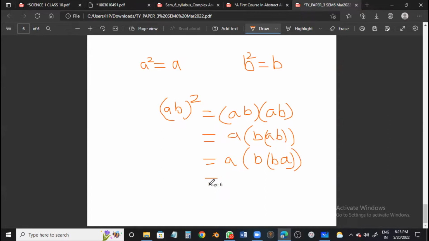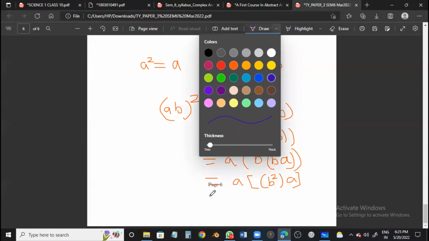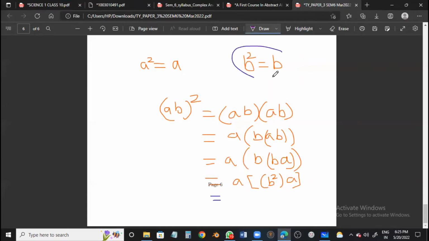Now I go ahead with A times, in bracket, B into B means B square, and A as it is. I hope you all agree. And B square is what? We are in idempotents, so I can make use of it: it is simply B. So I got A in bracket BA. Again, I'll use commutativity. I have A here, and by commutativity, I'm going to get this to be AB.